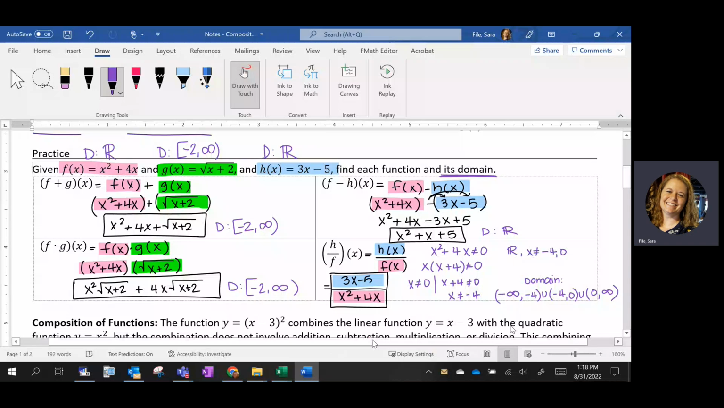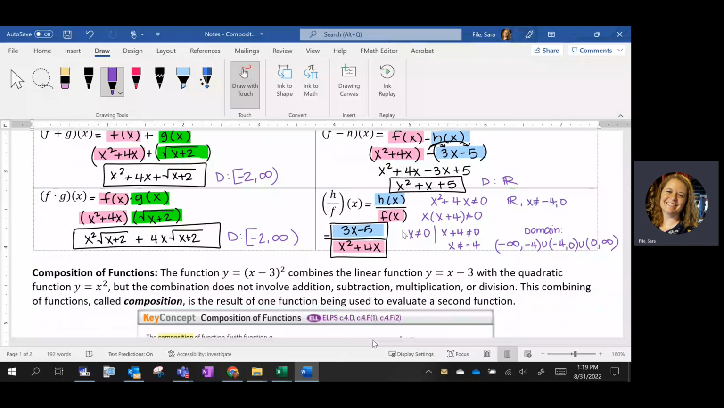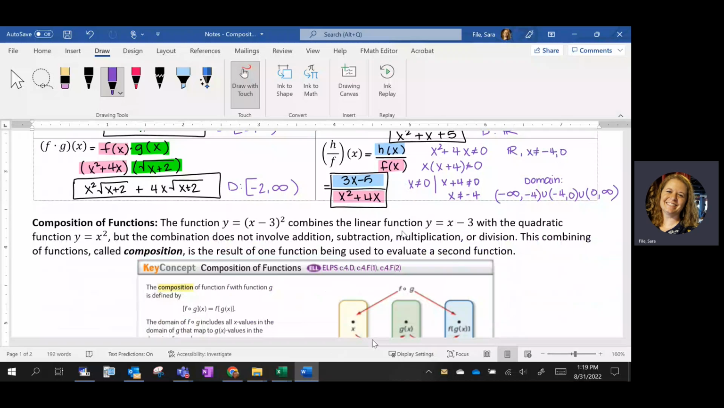Questions about combining functions? Function operations: add, subtract, multiply, divide two functions. All right, good. Now, the next thing we're going to look at then is the composition of functions.